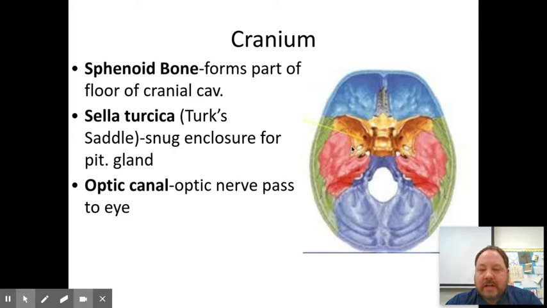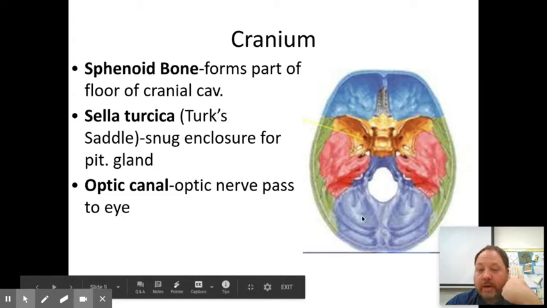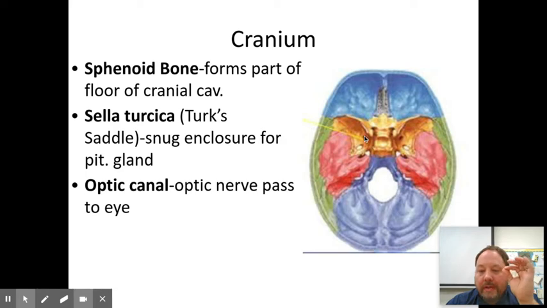One is an optic canal. That's a hole through which the optic nerve exits the back of the eye, and then that'll run back to the occipital lobe in your brain where you perceive sight. But there's basically a hole in that bone that the wiring exits through.